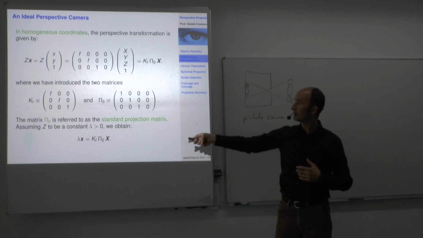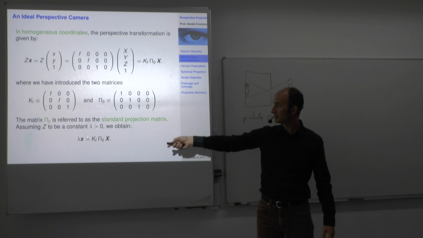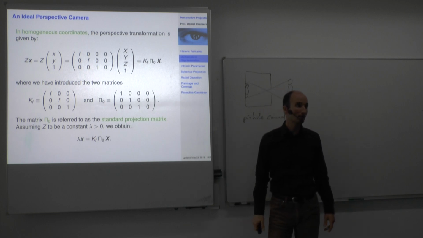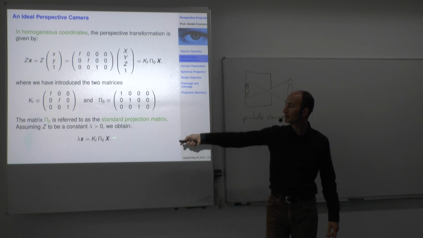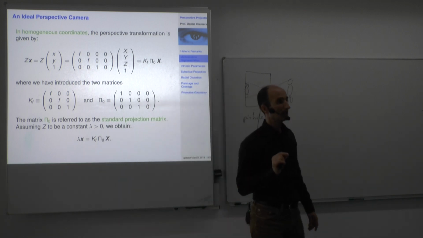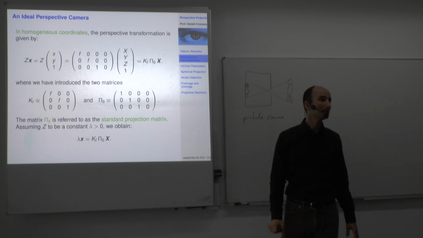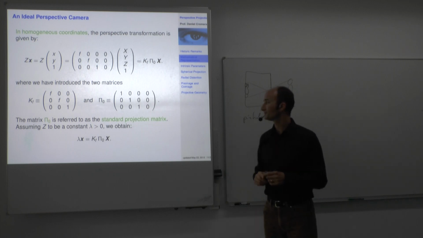And if we then call that distance lambda, then we have a mapping: lambda times the 2D coordinates is kf times pi 0 times large X, the 3D coordinates. And so we see now we have a linear transformation from 3D to 2D because we've made the approximation that the Z coordinate is a constant lambda. That is an approximation, but let's stick with that for now.